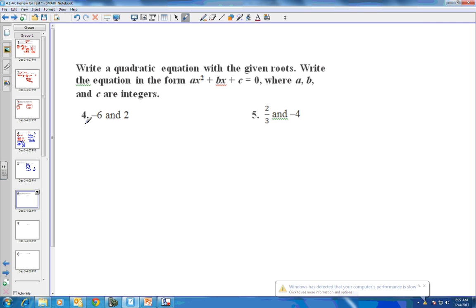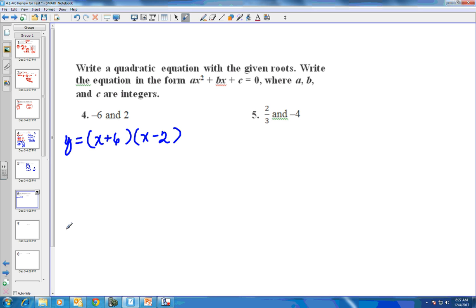The first thing you're going to do, y equals, because my answer is an equation. Now I'm going to write the factors that I had to have in order to get negative 6 and 2 as my answers. Well, this would be x, would it be plus 6 or minus 6 here? Plus 6. Because when I set that equal to 0 and solve, I get negative 6 as my answer. And then this would be x minus 2. That's the first step, and now the next step would just be to FOIL that out.